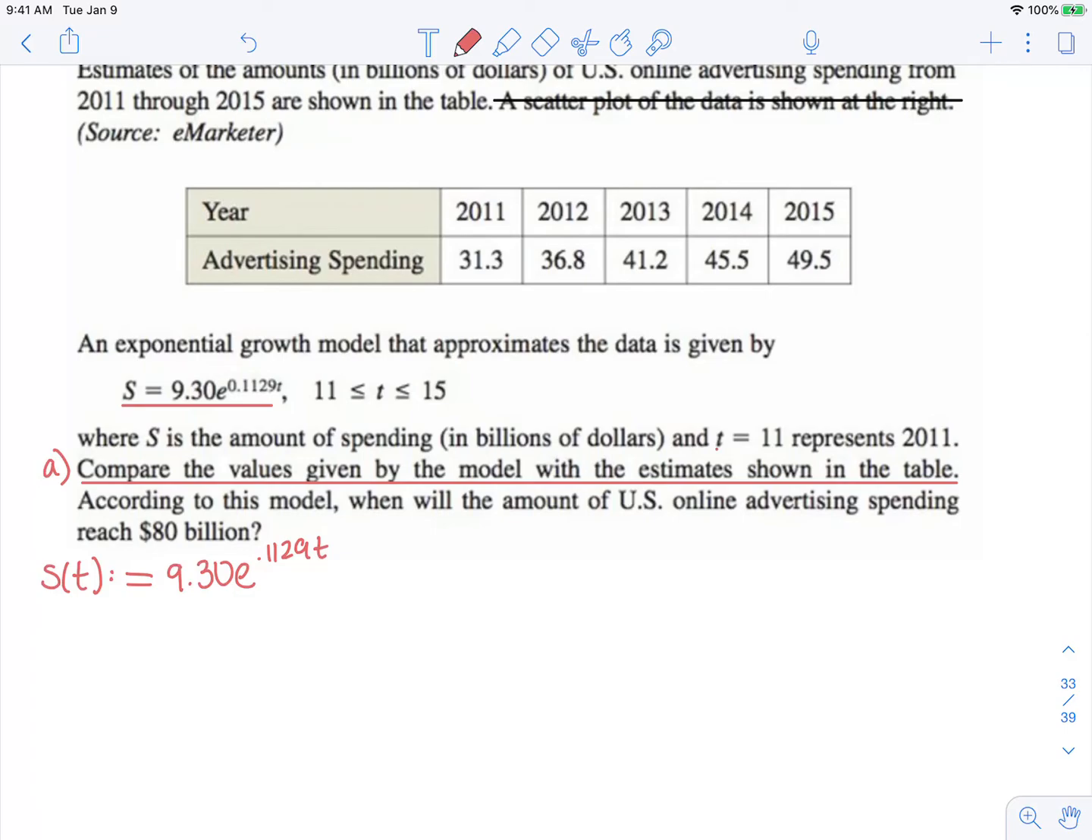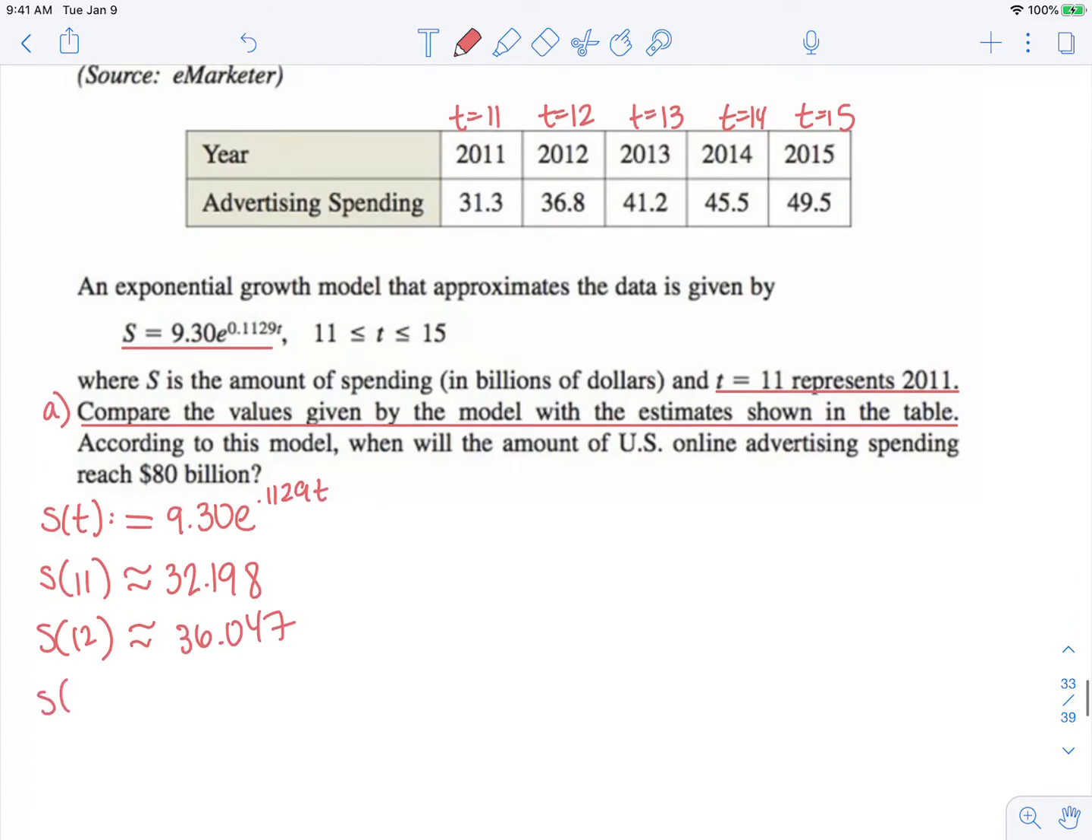So remember, t equals 11 is 2011. So this is t equals 11, this is t equals 12, t equals 13, t equals 14, and t equals 15. So now that I've stored my function, I can quickly calculate that. S of 11 is approximately 32.198. S of 12 is approximately 36.047. S of 13 is approximately 40.355.